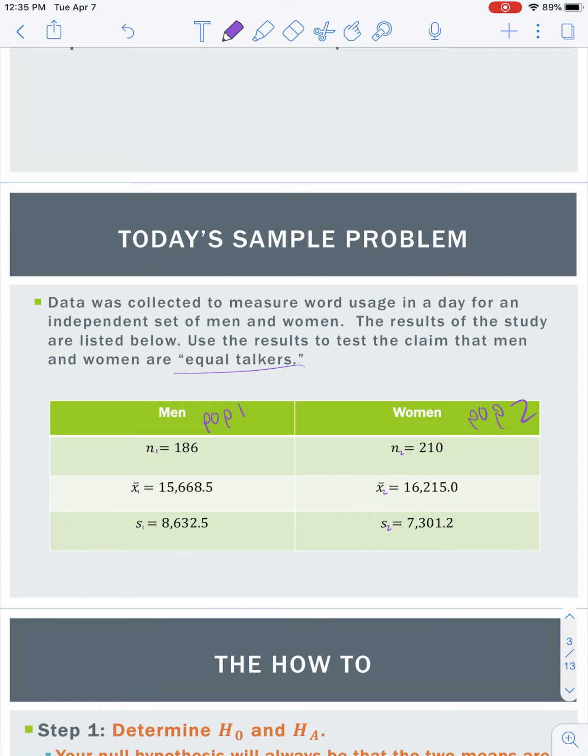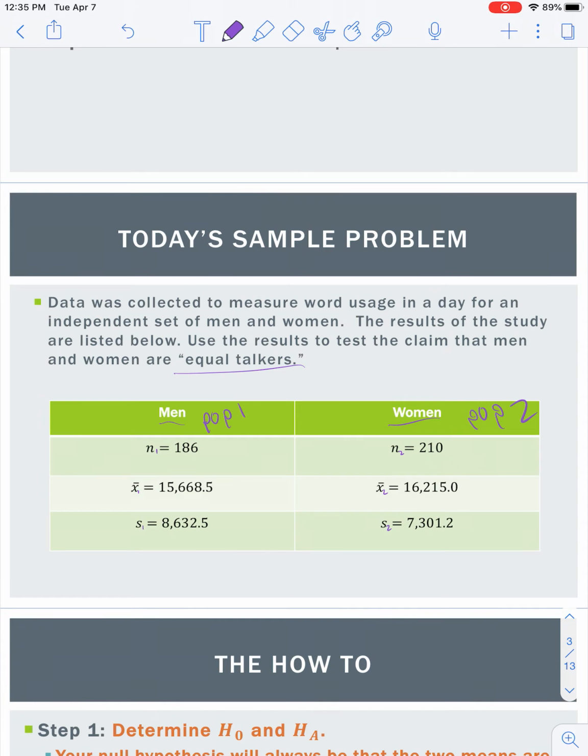You notice I've gone in and called this first population population 1 and this population population 2, and I've put a little subscript of an n1, x bar 1, s1, and then n2, x bar 2, s2 on this side. We need to do that. We need to separate what statistics come from the first population and which come from the second.